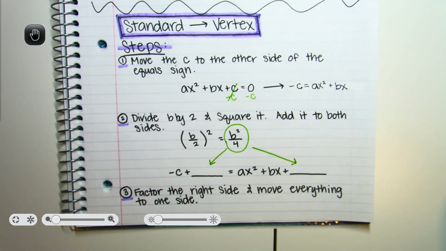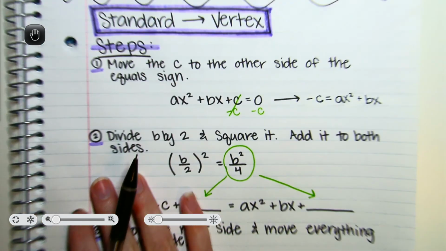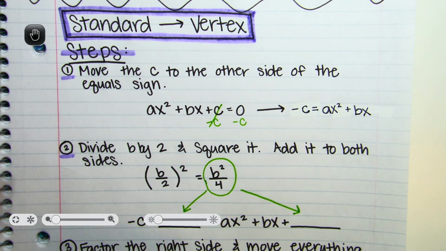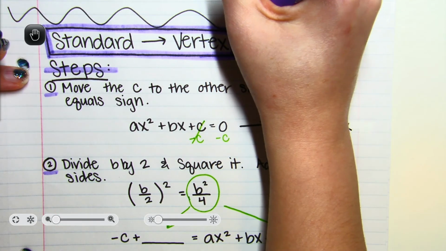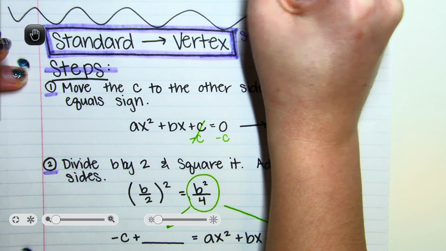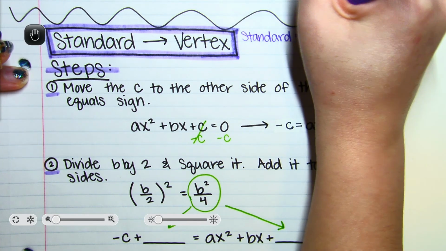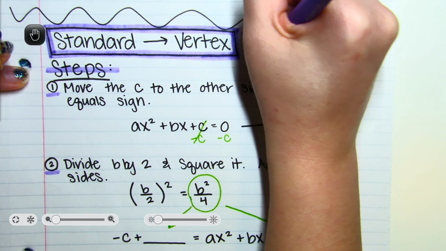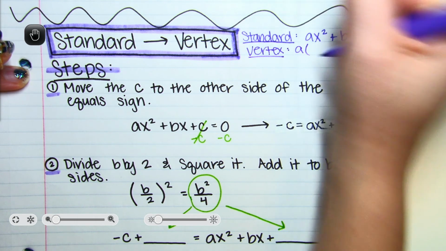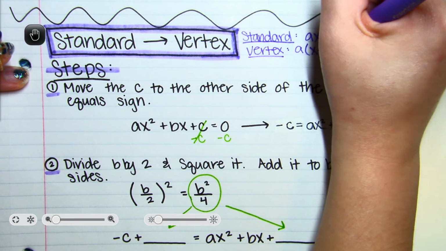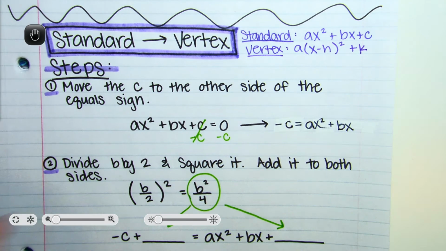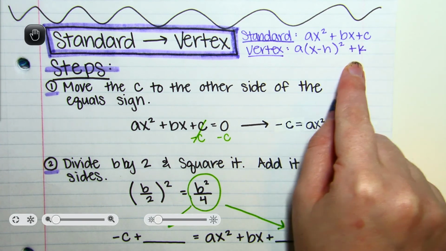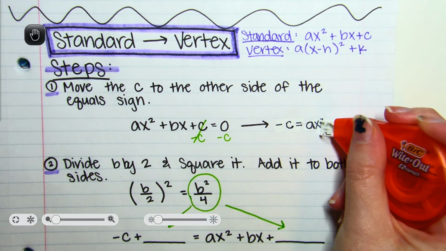Okay, so going from standard form to vertex form. First thing you're going to do, so remember standard form, actually I'll write these over here on the side for those of us who need a refresher. So standard is the ax squared plus bx plus c. Vertex is the a times x minus h quantity squared plus k. So we are converting from standard, this thing, to make it look like this, vertex form with the parentheses, the squared, all that stuff going on.